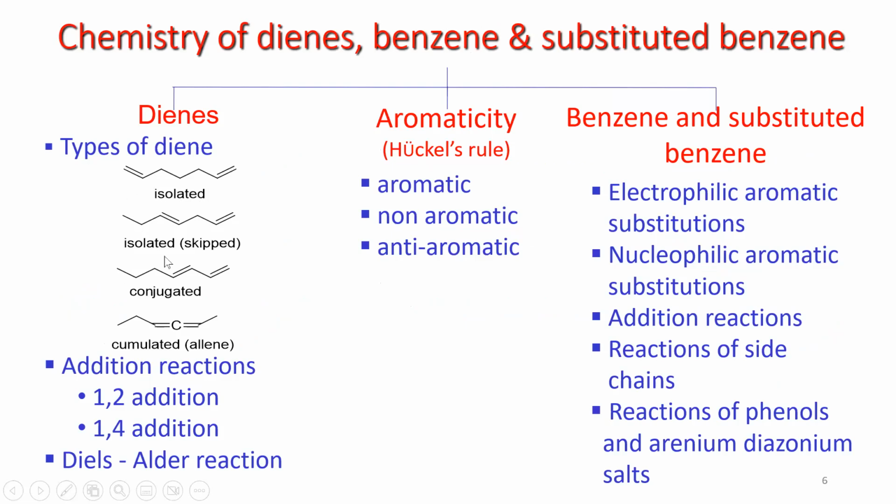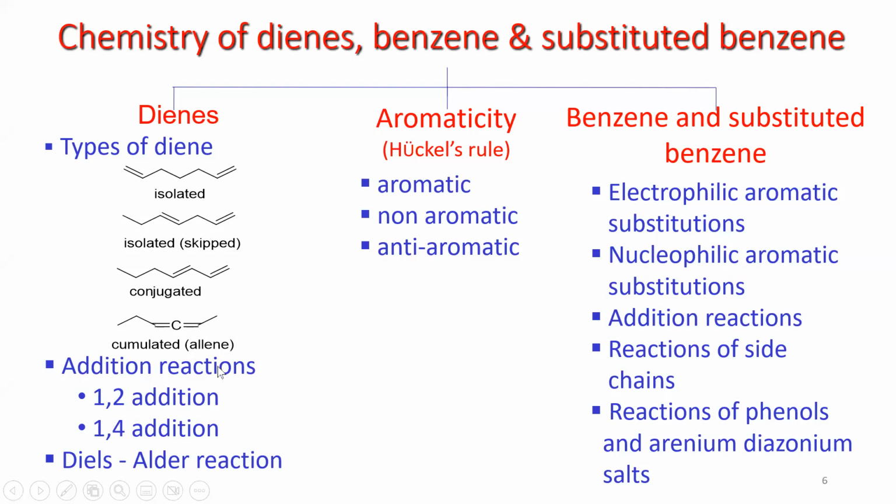And this is called an isolated but skipped double bond. You have the double bond, two single bonds, and a double bond again. It is isolated but skipped, right? And this is a conjugated double bond. You have a double bond, single bond, double bond, single bond, alternating. That is called conjugated double bonds. And this is called cumulated double bonds or allenes. In these types of compounds, a carbon with two double bonds, four bonds in total, the compounds are called allenes.